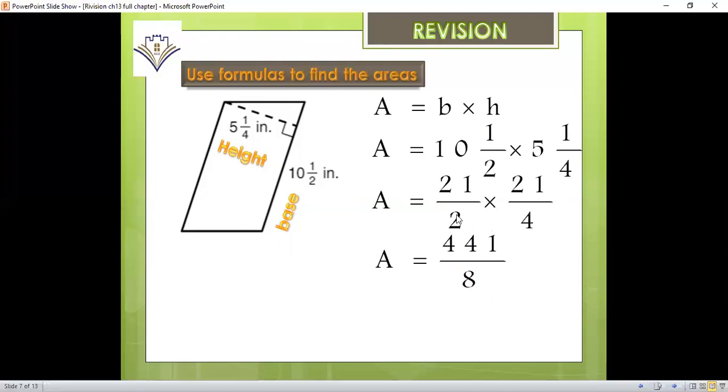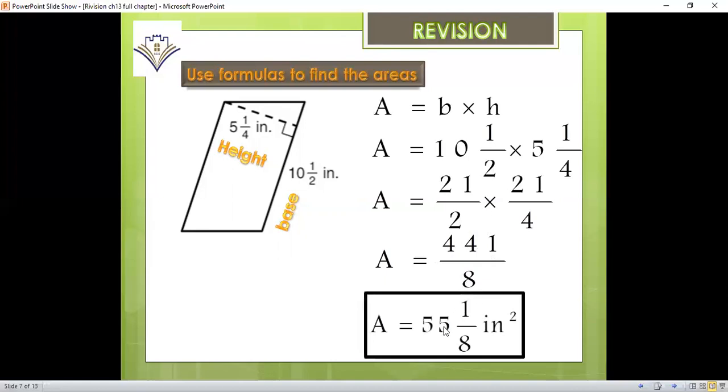We need to convert it to a mixed number. Which number multiplied by 8 equals 441? Yes, it's 55 and 8. Why? Because 55 multiplied by 8 is 440, and the remainder is 1. Then the answer is 55 and 1/8 square inches.